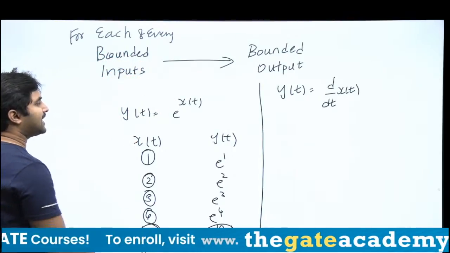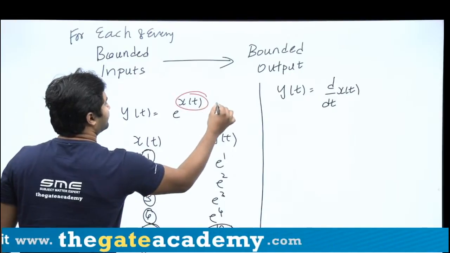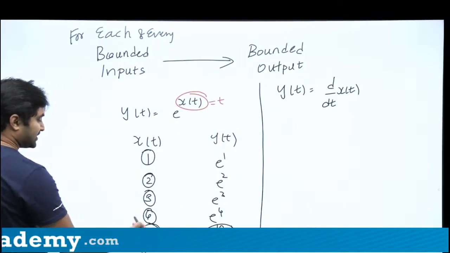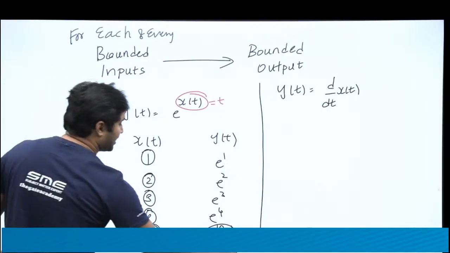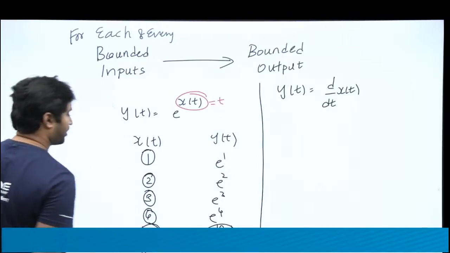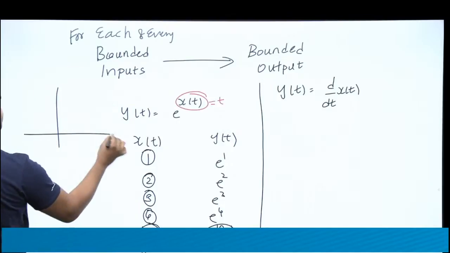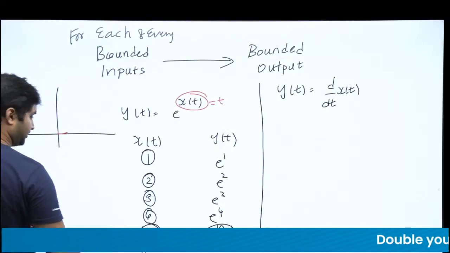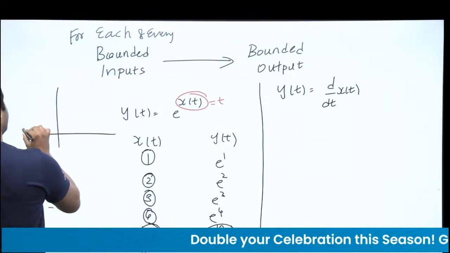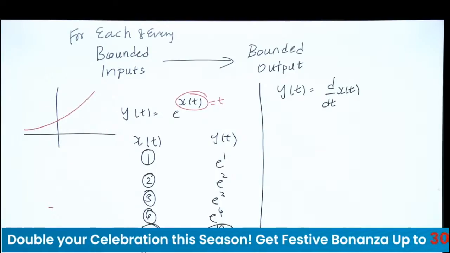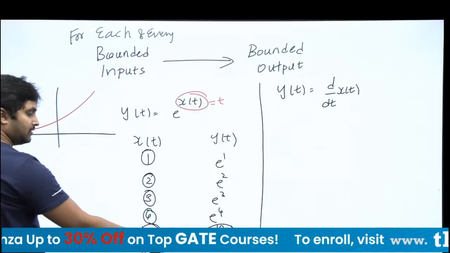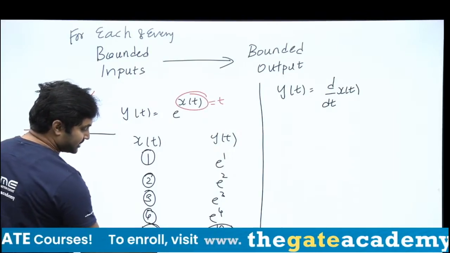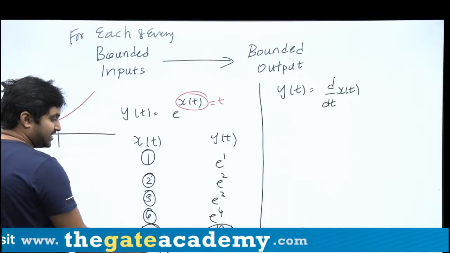Can I apply here x of t is equal to t? If I keep x of t is equal to t, then I'll get e power t here. E power t is something like this, right? Arey sir, you missed this. How can you miss this, sir? You're giving t, you're getting e power t.